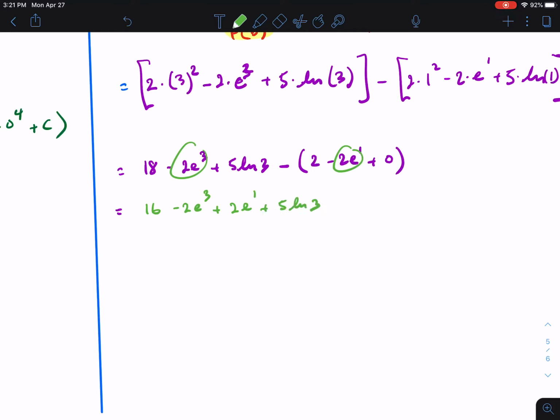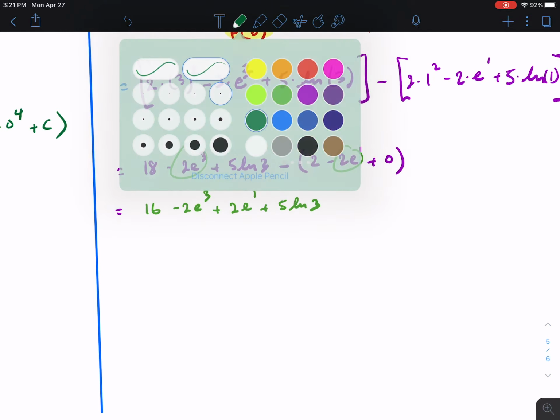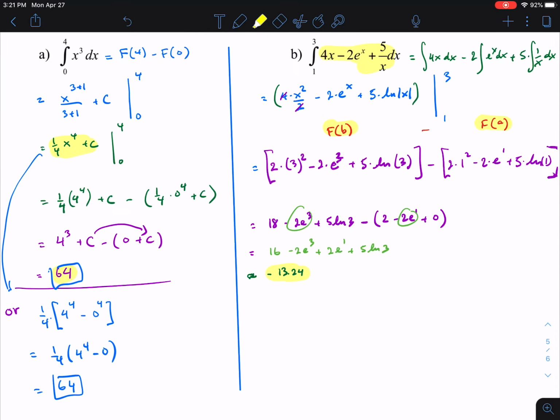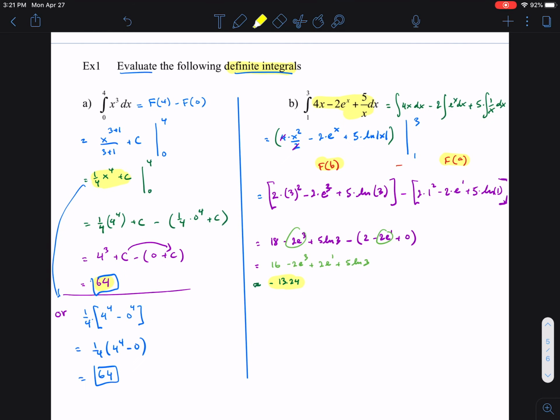Okay, and now we're ready to plug this into our calculator and get the answer. I believe if you do this correctly, the answer should be around negative 13.24. Okay, all right. So there it is. That's the first two examples. Okay, let's move on to two more examples.